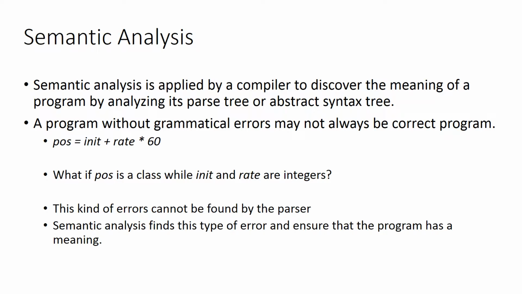Semantic analysis. Semantic analysis is applied by the compiler to discover the meaning of a program by analyzing its parse tree or abstract syntax tree. A program without grammatical errors may not always be correct. Position equals initial plus rate multiplied by 60: what if position is a class while initial and rate are integers? This kind of error cannot be found by the parser. Semantic analysis finds this type of error and ensures that the program has meaning.